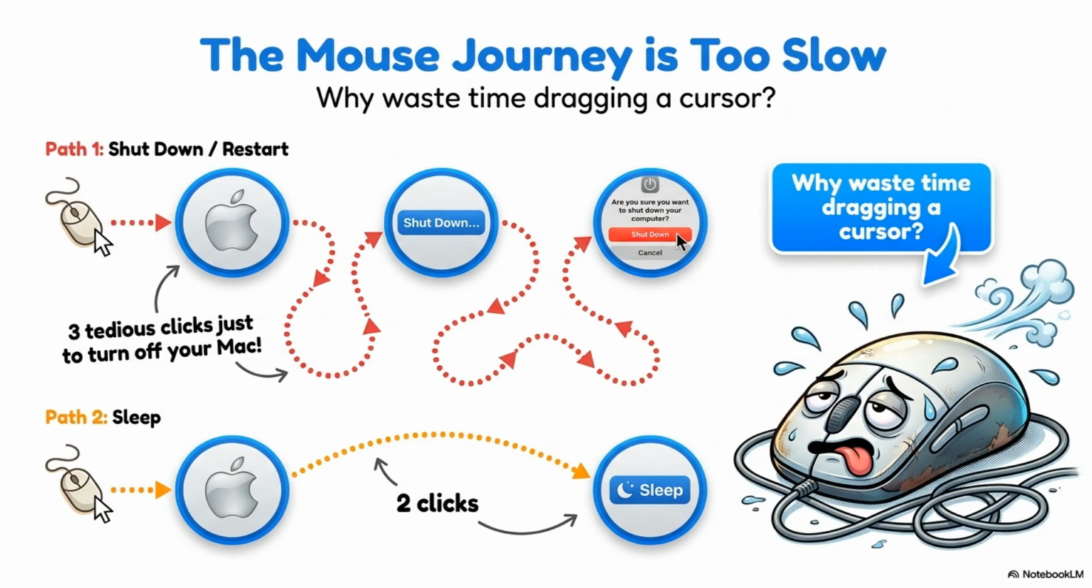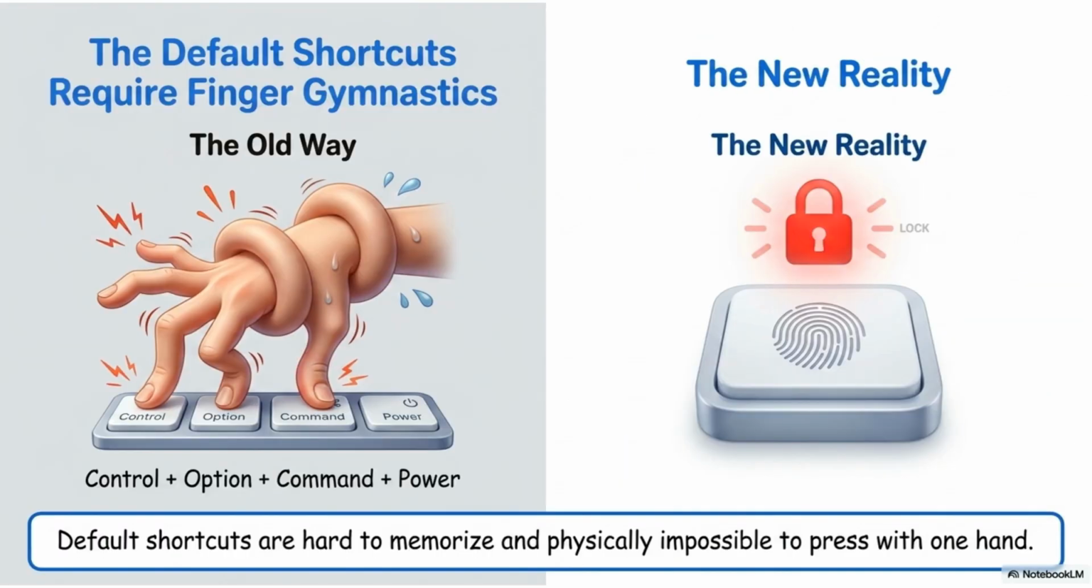The mouse journey is too slow. First, let's look at the standard way, the mouse journey. To shut down or restart, you have to click the Apple icon, select Shut Down, and then click a confirmation button. That's 3 tedious clicks every single time. For sleep, it's 2 clicks. It might not seem like much, but when you do it every day, those extra seconds and the break in focus really add up.